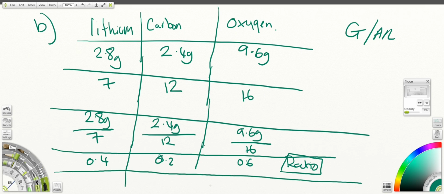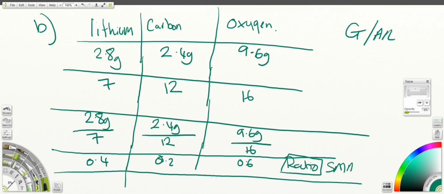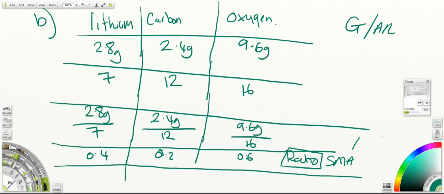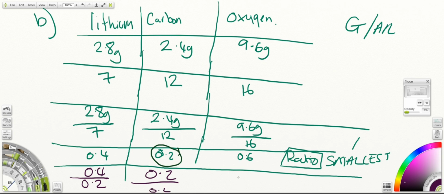We're going to divide it by the smallest ratio. All of these bad boys are going to be divided by the smallest ratio. So what is my smallest ratio? In this case, it's this number here, which is 0.2. So let's go and divide those all by 0.2. So 0.4 divided by 0.2. Now at the end, the little man goes on the bottom. So 0.2 divided by 0.2 and 0.6 divided by 0.2.